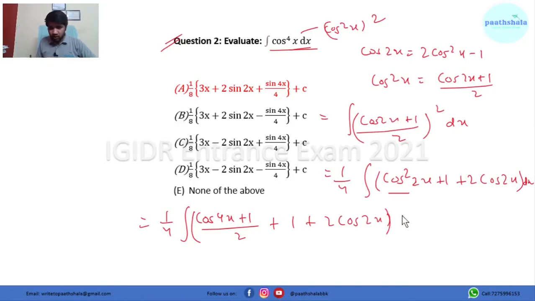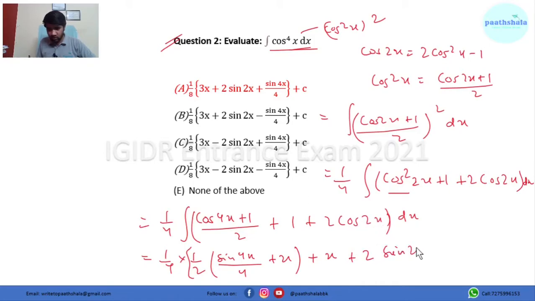Now you have to simply integrate this one. The integration of cos 4x will come out to be, first the half will come outside, and cos 4x will come out to be sine 4x upon 4, and then the integration of this one will come out to be x. Then again the integration of 1 is x, and here the integration of cos 2x will come out to be sine 2x upon 2. So this is your answer.